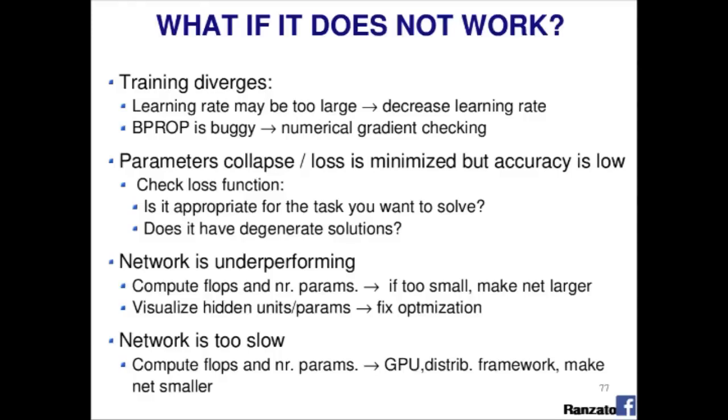Or the network may underperform. In that case, just make it bigger if you can, or look at how the optimization is done. So visualize the internal states, for instance, that can help. Or maybe the network is too slow. In that case, try to see where computation is spent. Maybe try to trim away the filters in the bottom convolution layers. Or just buy a newer version of GPU or try to distribute things.